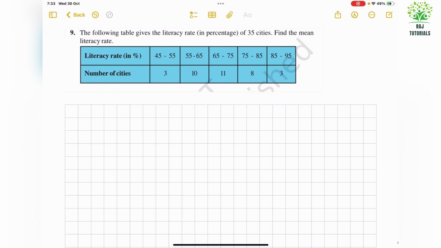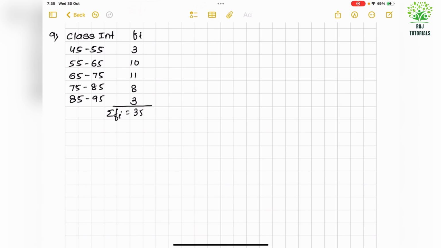The ninth question says the following table gives the literacy rate in percentage of 35 cities. Find the mean literacy rate. Now here first I have written it in the table form, that is class interval and fi. Now I am finding xi. So xi will be the sum of the lower limit and upper limit divided by 2. So that is coming as 50, then 60, then 70, 80, 90.